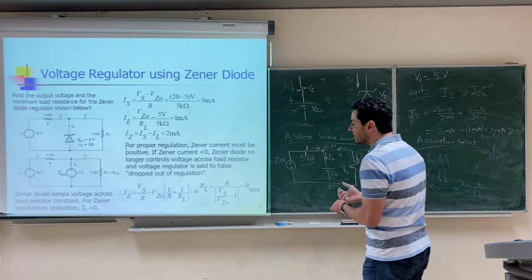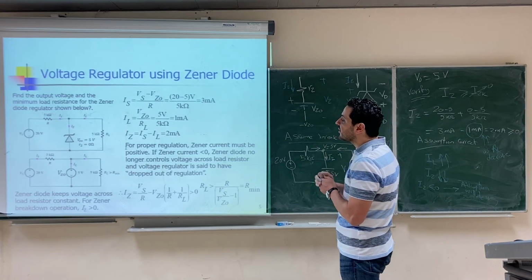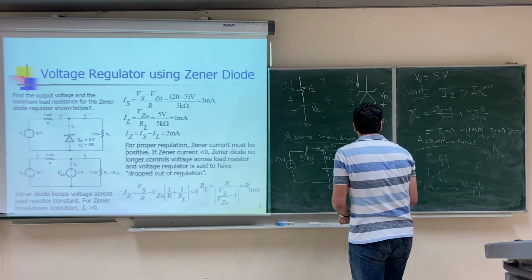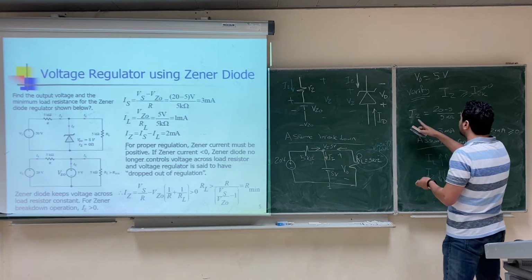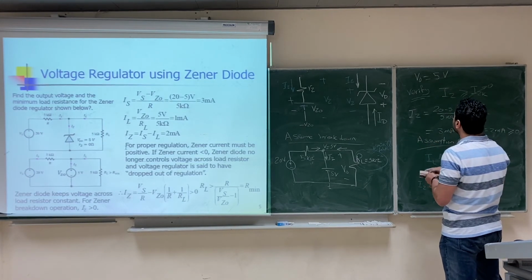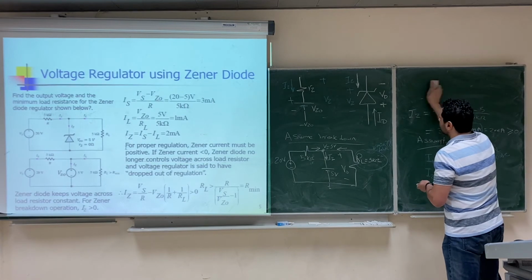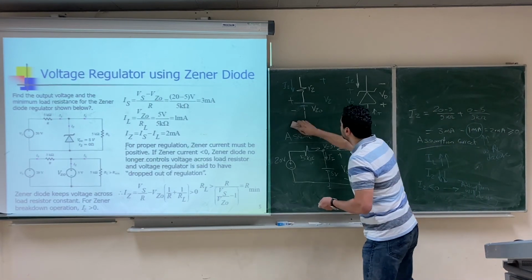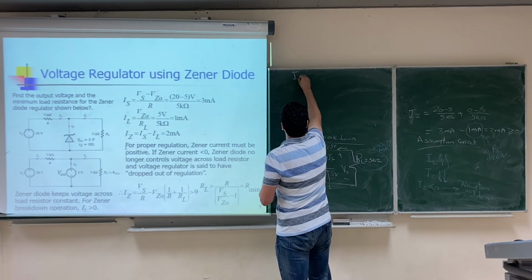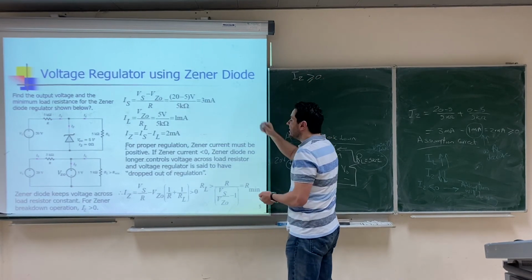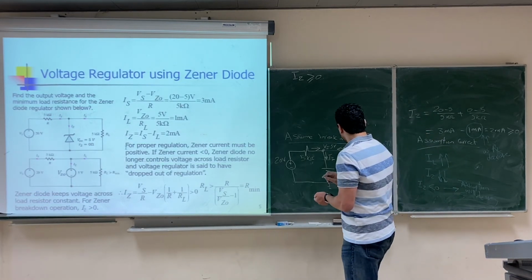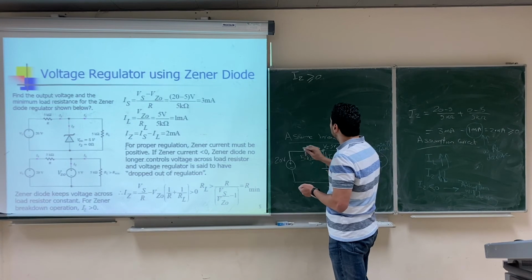Okay, so the question here is, what is the minimum R? How can we calculate the minimum R? So we will use the condition. In order to calculate the minimum R, we'll say that we need I Zener to be greater than or equal 0. And I Zener equals what? Let's assume that we don't know R. We need to calculate the minimum R here. Okay? RL.